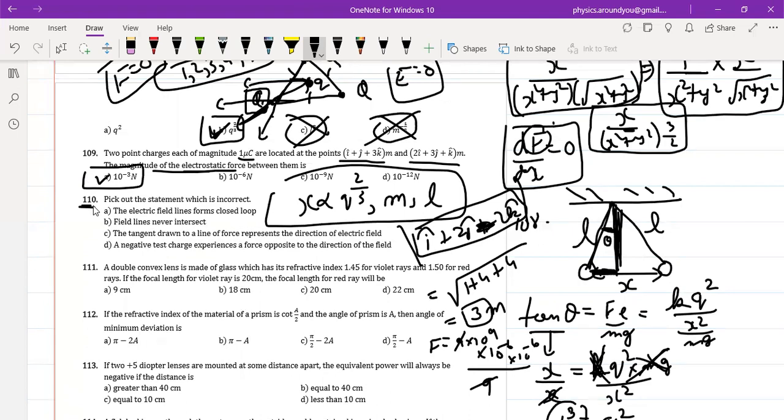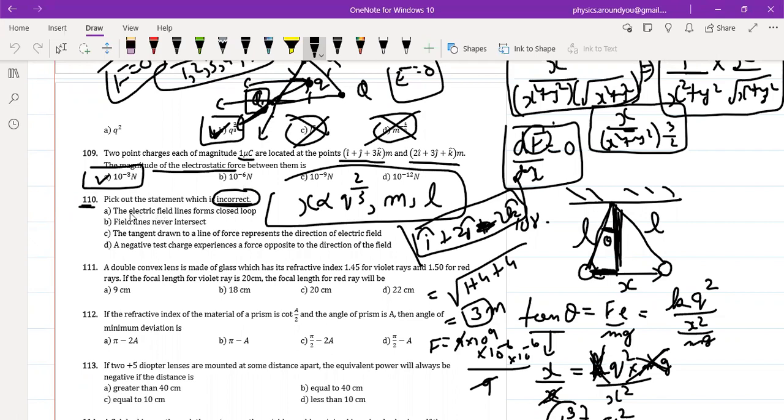Now, question 110. Pick out the statement which is incorrect. Please note this is a trap. Incorrect, not the correct one. Usually our mind processes this as pick out the statement which is correct. No, you're asking incorrect. So whenever you read incorrect, there's a hack to do this. The hack is whatever statement you read, I repeat, whatever statement you read, negate the statement. Take the opposite of that statement.